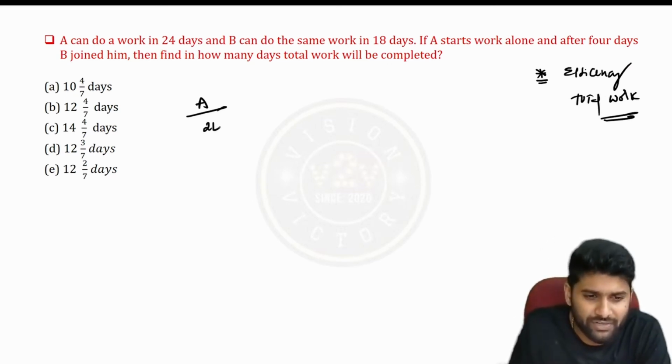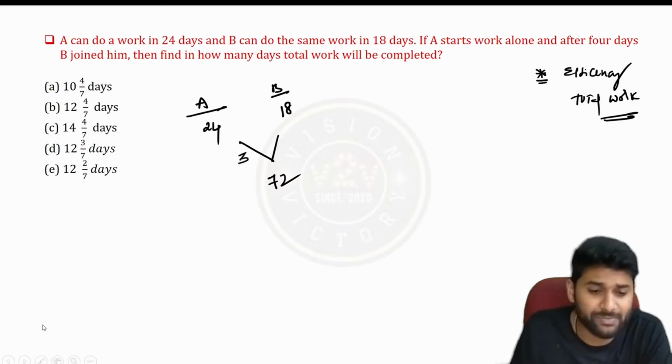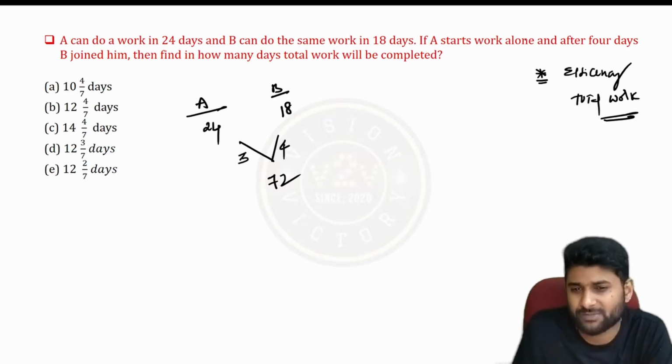A can do the work in 24 days. B can do the same work in 18 days. What about the total work? 72 units of total work. 72 units of total work done by A in 24 days. So you should understand that A does 3 units per day. Per day means it's efficiency. What about B? B does 4 units per day.